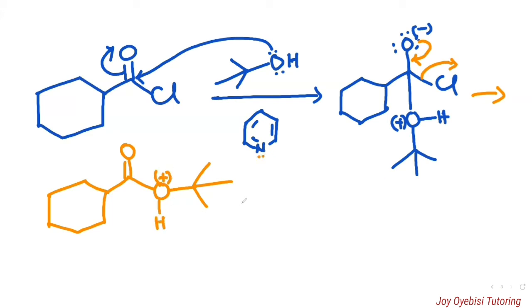Now this is where the pyridine comes in. The pyridine comes and picks up this hydrogen, and this bond breaks. So our final product would then be this.